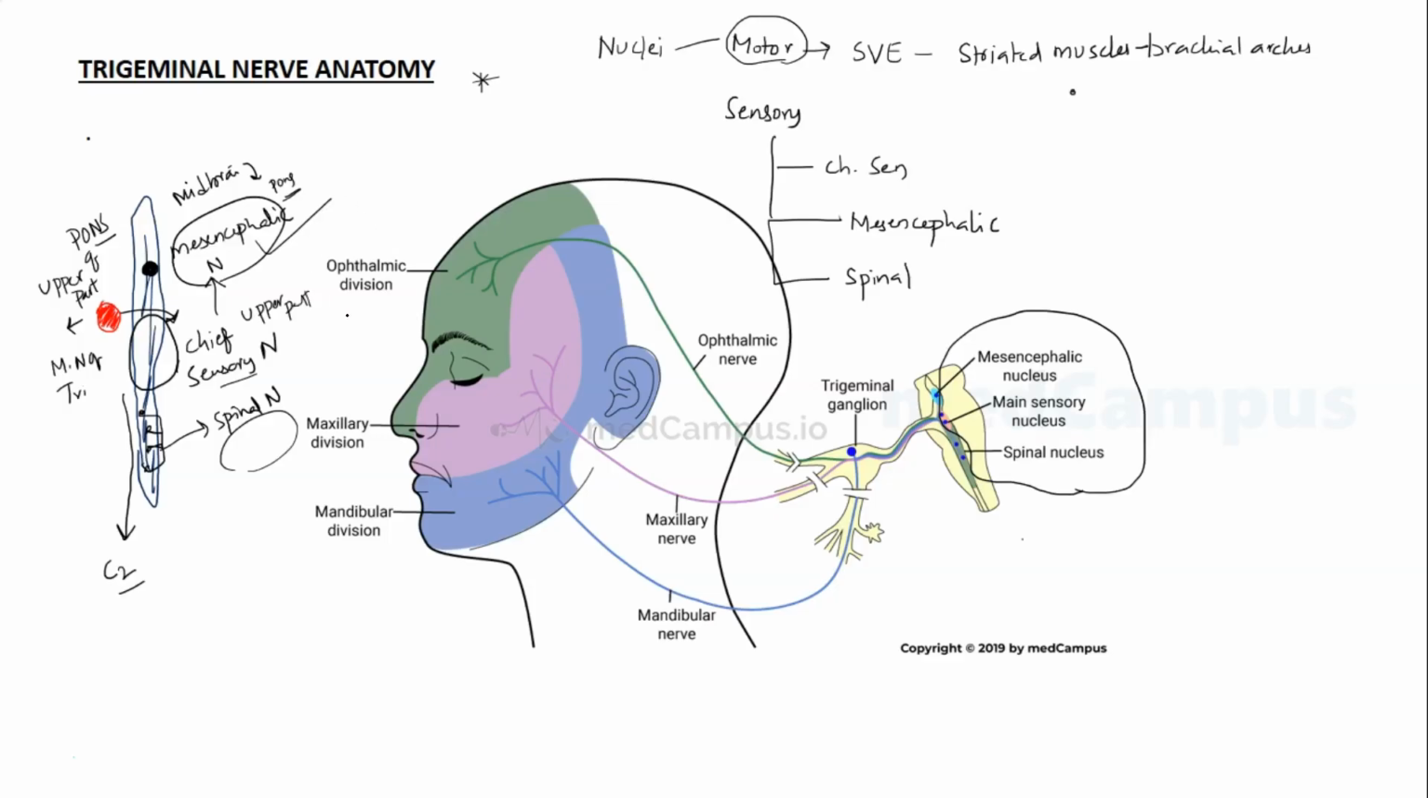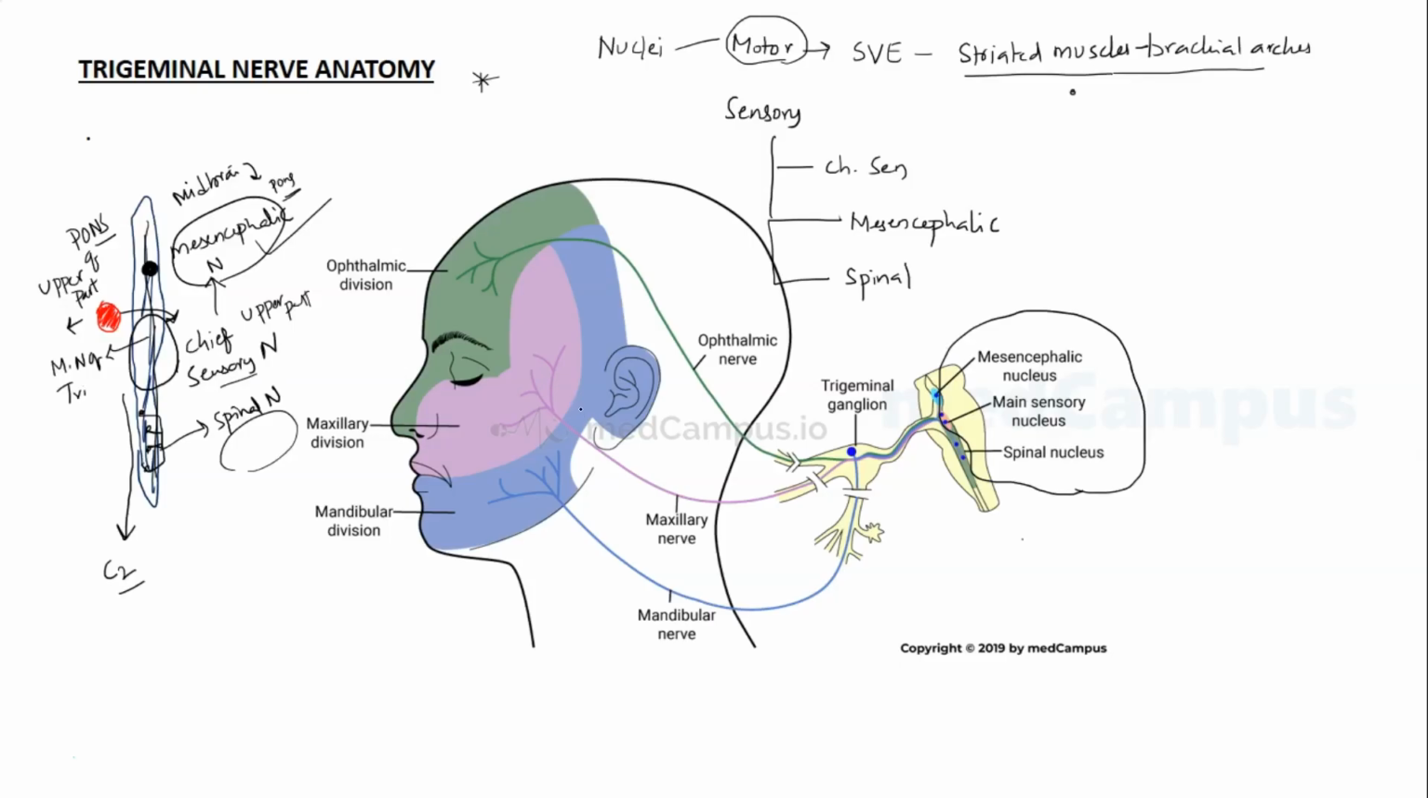So this diagram is very important. Draw a functional column, put 3 nuclei: the middle is the chief sensory, and just medial to it we have the motor nucleus. Now let's come back to the motor nucleus. It supplies striated muscles of the branchial arches, and it is located in the upper pons, just medial to the chief sensory nucleus of the trigeminal nerve.